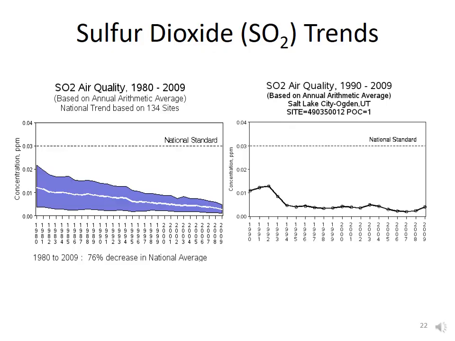So let's take a look at the sulfur dioxide trends. The trends are going down. Air quality is improving nationally. Nationally, it's well below the national standard for at least the annual arithmetic average. And in Salt Lake City, you'll see that it's been pretty flat after higher concentrations in the early 1990s had us out of compliance.